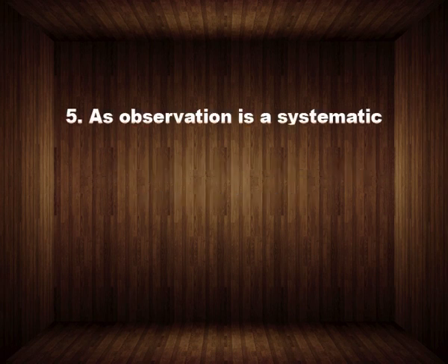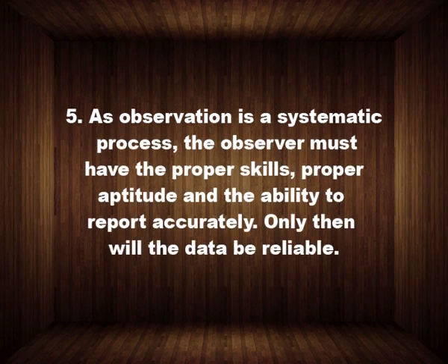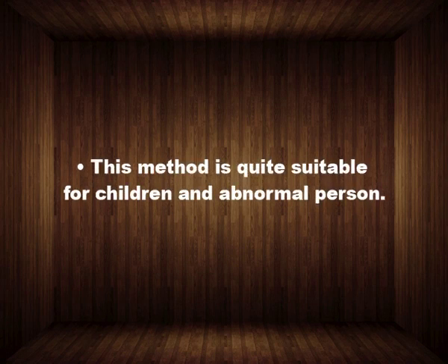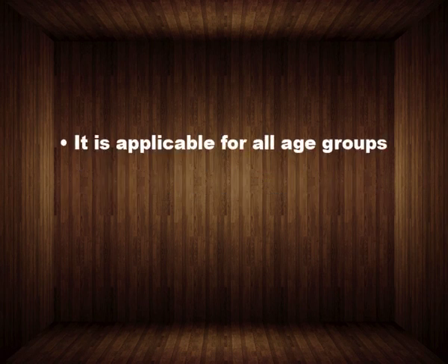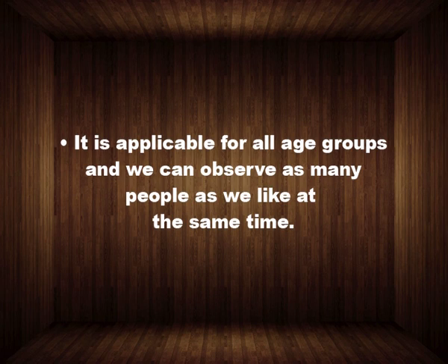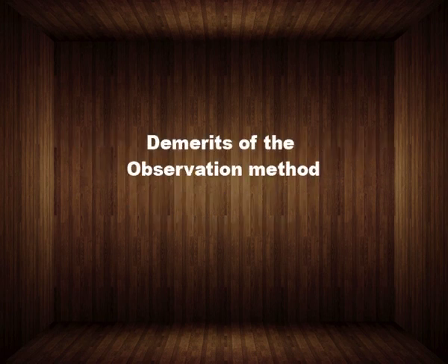Number five, as observation is a systematic process, the observer must have the proper skills, proper aptitude, and the ability to report accurately. Only then will the data be reliable. Merits of observation method. Number one, this method is quite suitable for children and abnormal person. Number two, it is applicable for all age groups and we can observe as many people as we like at the same time.